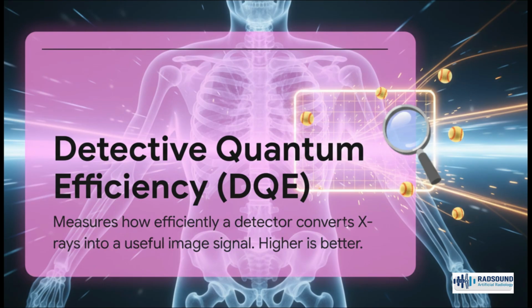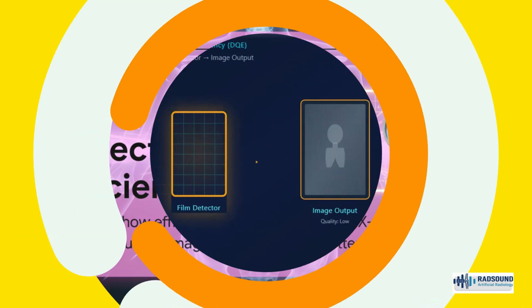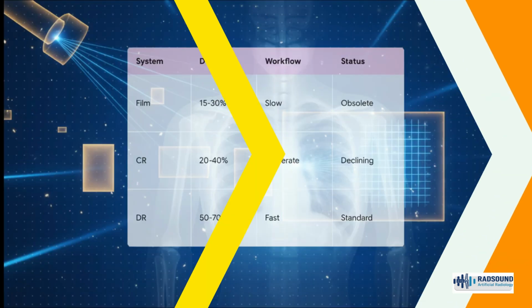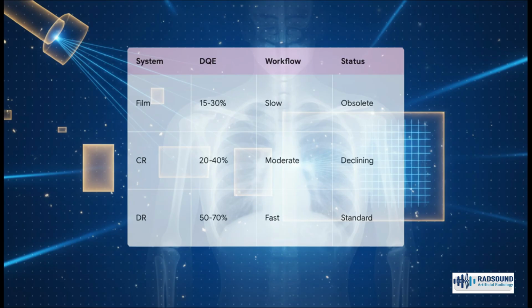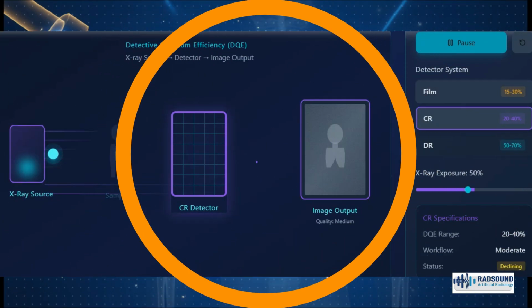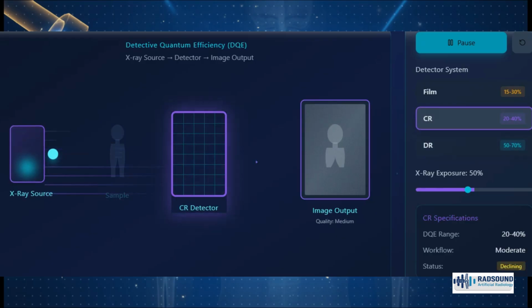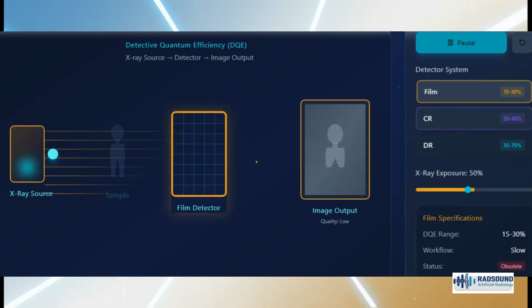A high DQE means it's awesome at catching photons and doesn't waste any information. This is huge because it means we can get better images with less radiation. And what's so cool is how you can see the technology evolve right here. Old school film systems, they were incredibly inefficient, wasting most of the photons that hit them. CR, or Computed Radiography, was a decent step up. But modern digital radiography, DR, is a total game changer with a much higher DQE. Yeah, that's right, up to 70% efficiency.